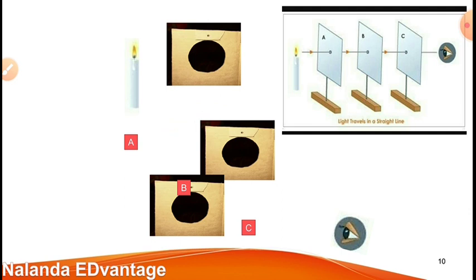We know that light bends. Yes, it does bend, and this property of bending of light is known as refraction. But we will learn about this in the further videos.